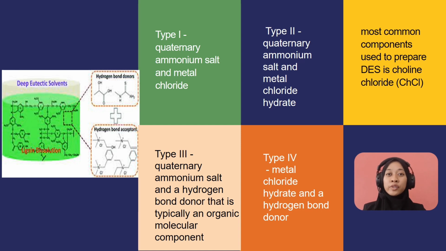Type 1 is composed of quaternary ammonium salt and metal chloride. Type 2 is composed of quaternary ammonium salt and metal chloride hydrate. Type 3 is composed of quaternary ammonium salt and a hydrogen bond donor that is typically an organic molecular component such as an amide, carboxylic acid, or polyol. And type 4 is composed of metal chloride hydrate and a hydrogen bond donor. And these are some examples of hydrogen bond acceptors and hydrogen bond donors which can be used in deep eutectic solvent systems.